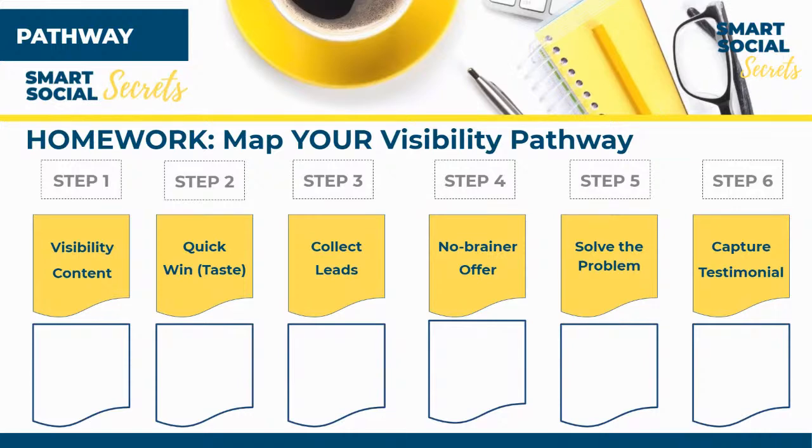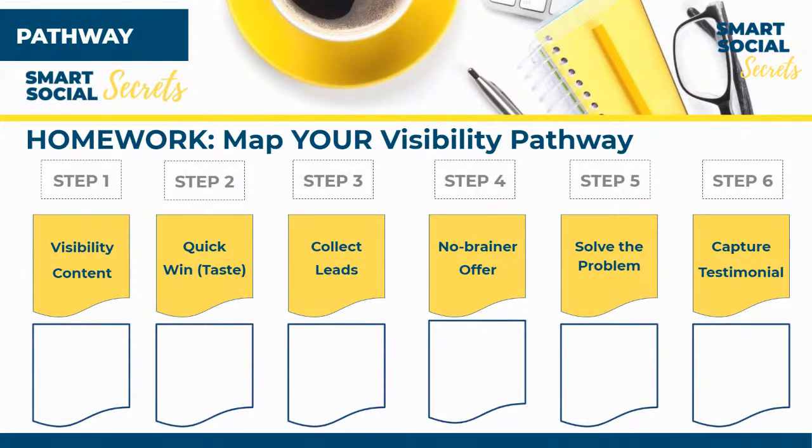The visibility content is the first thing that you would do. Then you're going to do a quick win or taste, some kind of lead magnet, something like that. By the way, for the blank boxes below, take a screenshot of this, put it on your computer, and write your own stuff in here. What is going to be your visibility content? What is going to be your quick win?